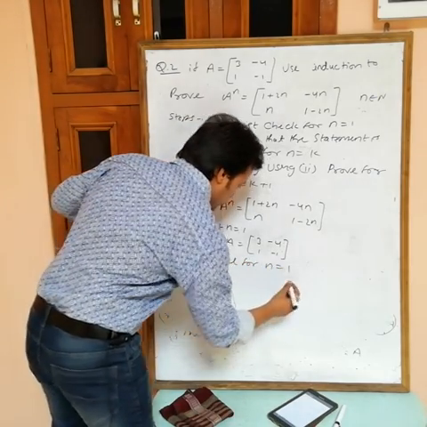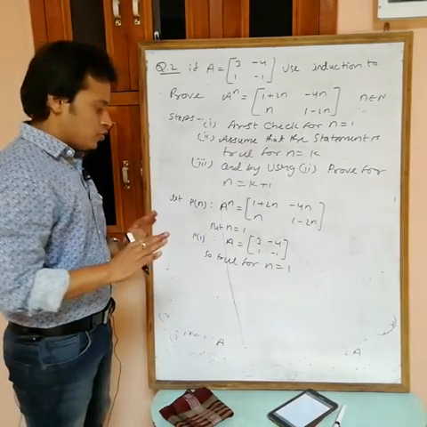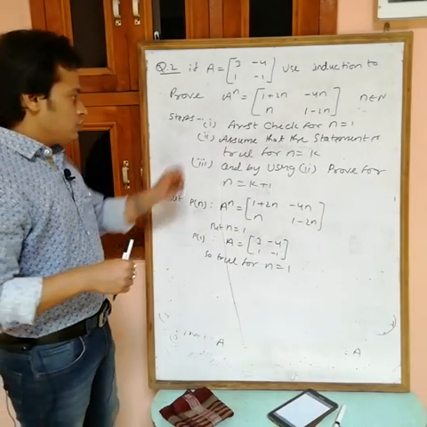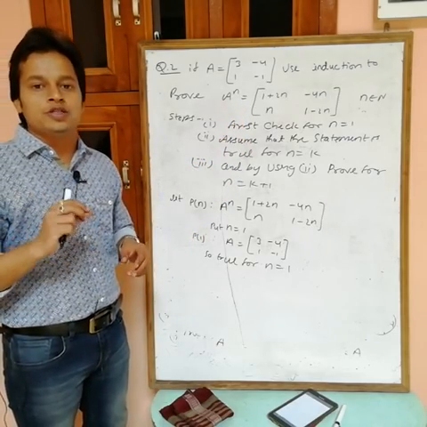For n equals 1. Okay, because this is the value of A. So now this is true for n equals 1.